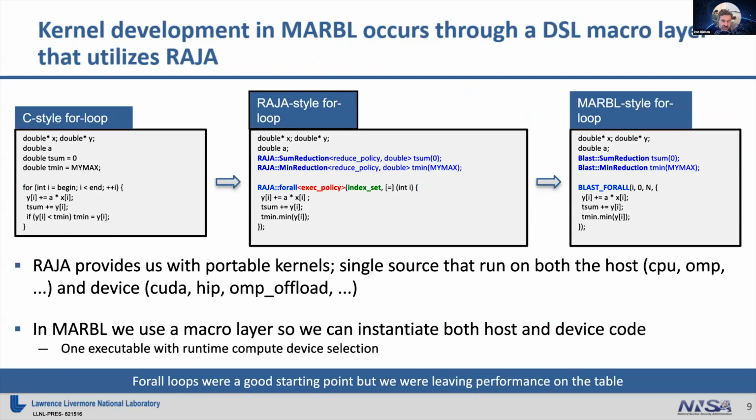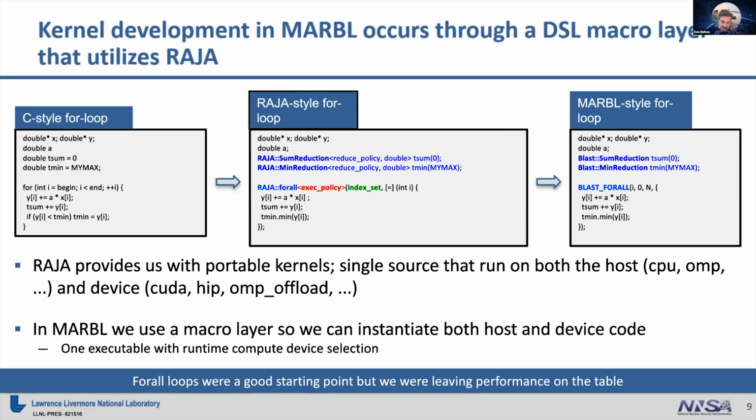So the way we do portable kernels in MARBL, we use a DSL macro layer that basically utilizes Raja underneath. And at a very high level, you can think of Raja as taking a standard C-style for loop and then introducing a templated loop execution. So now we've abstracted how we execute that loop. And it's templated on something called an execution policy. That can be OpenMP, that can be CUDA, that can be something to work with an AMD GPU.